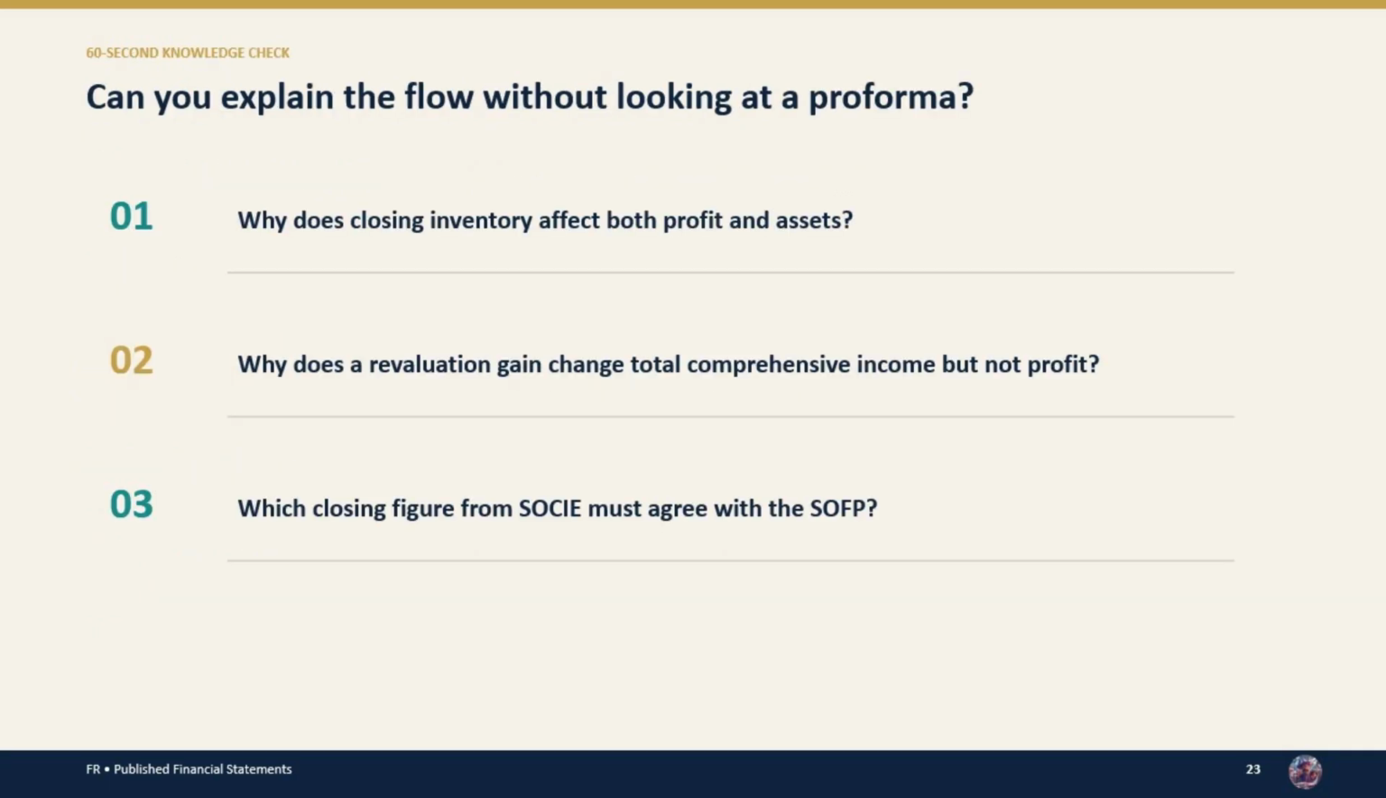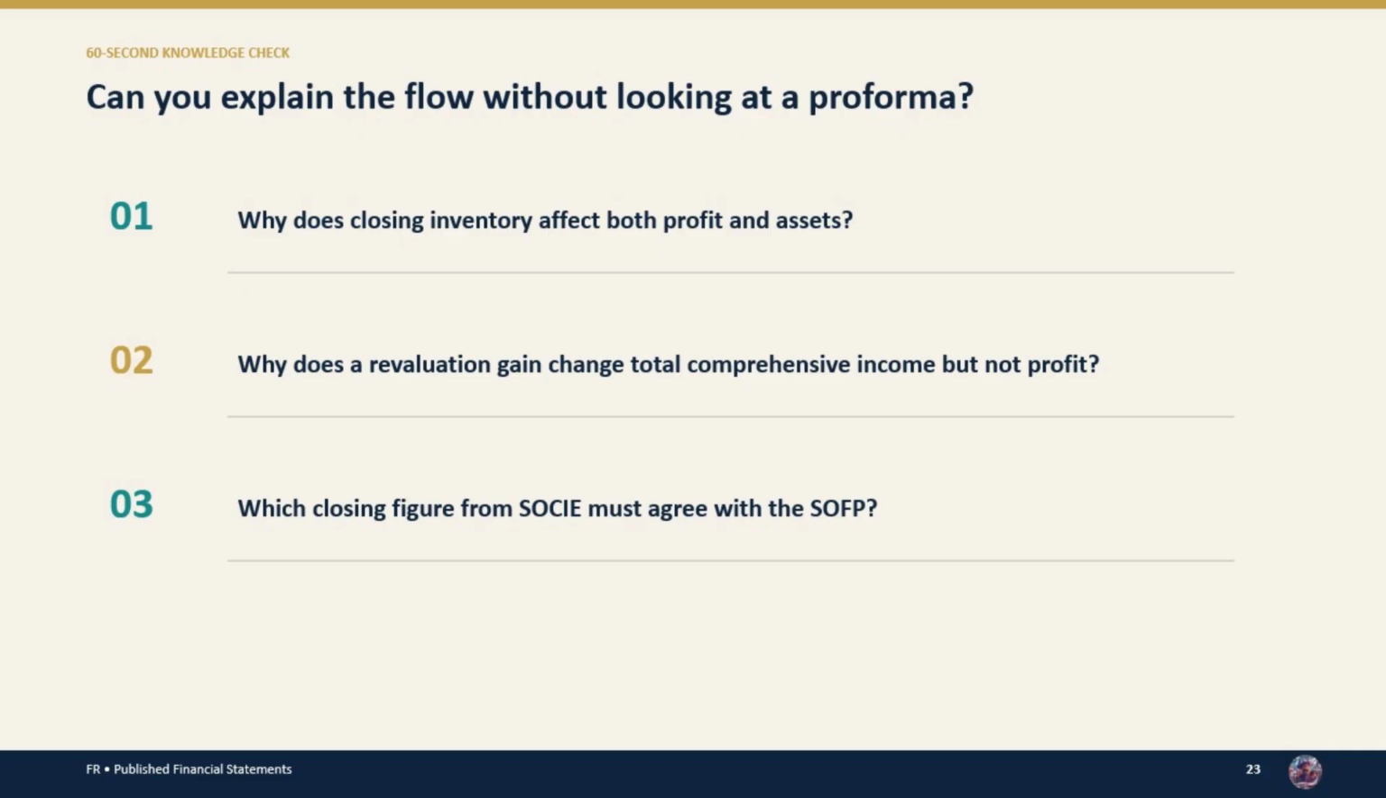Why does closing inventory affect profit and assets? It is a current asset and is deducted in cost of sales. Why does revaluation change total comprehensive income but not profit? The applicable standard presents it in other comprehensive income and the revaluation surplus.